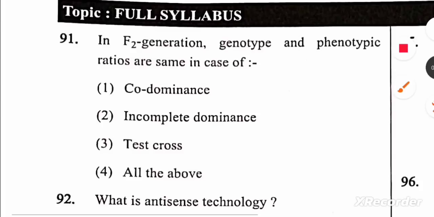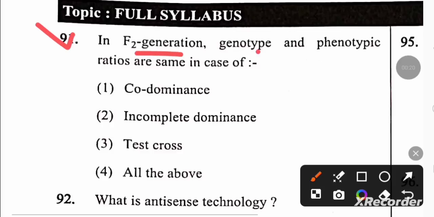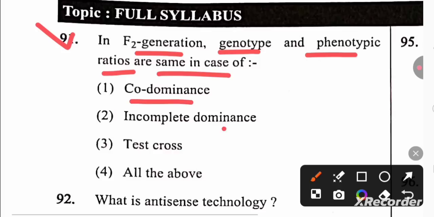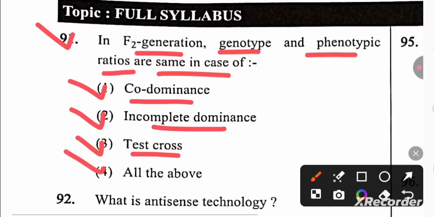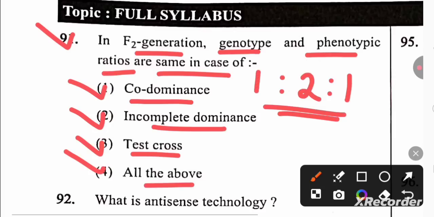The first question is, in F2 generation, genotype and phenotype ratios are same in case of codominance, incomplete dominance and test cross. In all these three, all of the above, the ratio of genotype and phenotype is 1:2:1. So all of the above is the right answer for this question.